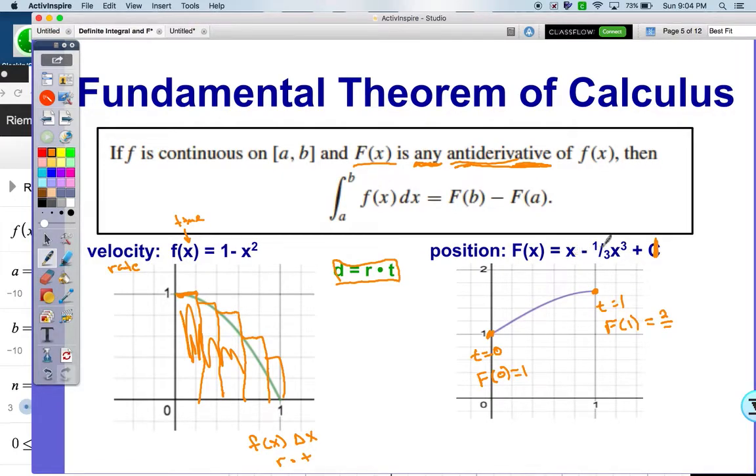Did I do that right? 1 minus 1. Oh, we have to put the plus 1 there. So that actually gives us 4/3. 1 minus 1/3. No, 5/3. My bad. I can't do math tonight.